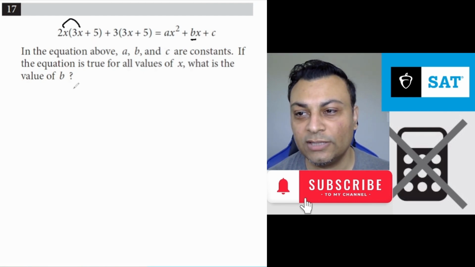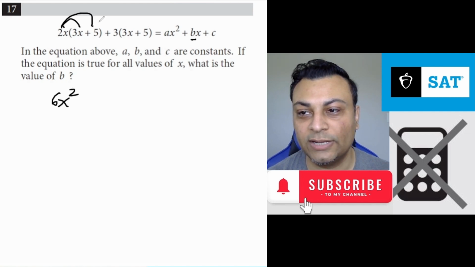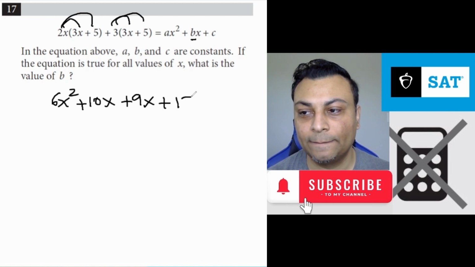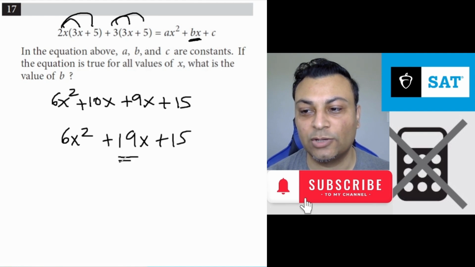So 2x times 3x is 6x squared plus 10x plus 9x plus 15. And this comes out to 6x squared plus 19x plus 15. And if you compare, the b is 19 because that's the coefficient of x. So the answer is 19.